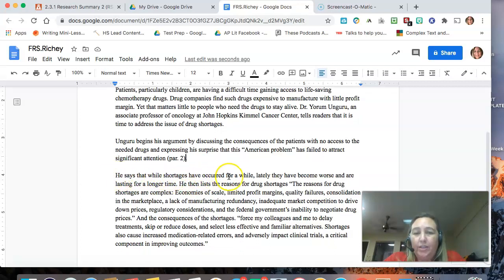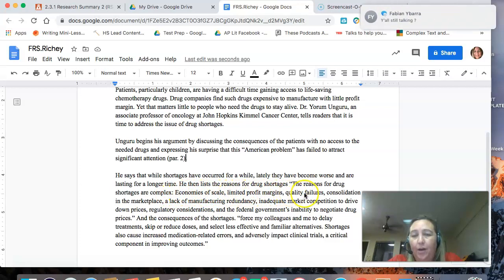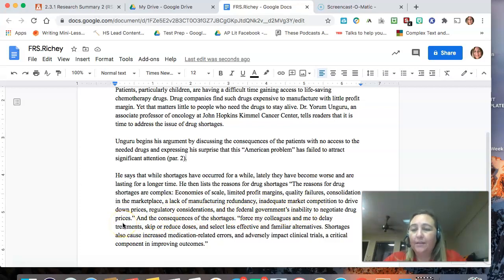He says that while shortages have occurred for a while, lately they have become worse and are lasting for a longer time. He then lists the reasons for the drug shortages. Quote, "The reasons for the drug shortages are complex. Economies of scale, limited profit margins, quality failures, consolidation in the marketplace, and the lack of manufacturing redundancy, inadequate market competition due to drive down prices, regulatory considerations, and the federal government's inability to negotiate drug prices." Well, that's way too much information for a summary. So let's think about how I can pare that down.